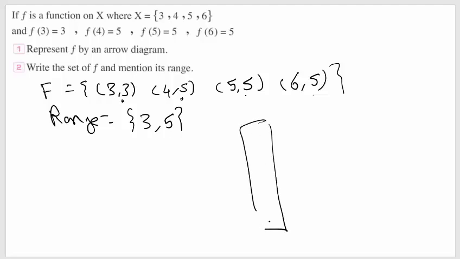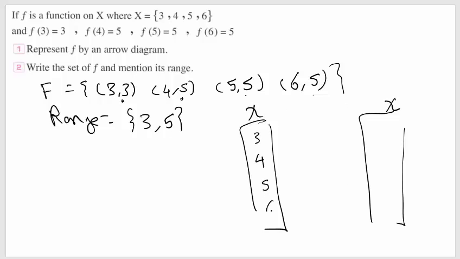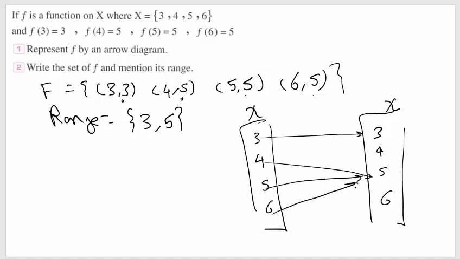And representing on the arrow diagram, I will put x here and x here. No y, because it is telling me that it's a function on x. 3 with 3, the 4 with 5, 5 with 5, and 6 with 5.